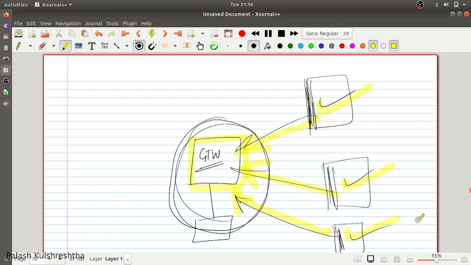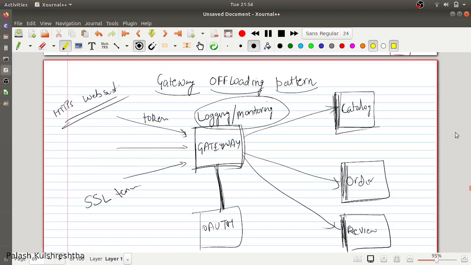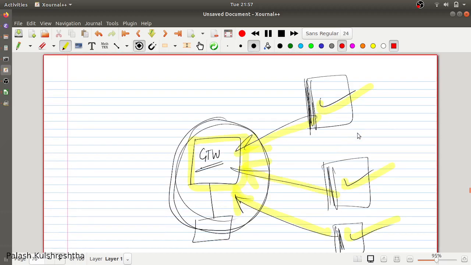One of the plus points of having a gateway is not just logging, monitoring, authentication and SSL termination. You can also do throttling and rate limiting on the gateway. So if you want to ensure that catalog is not getting more than 10 requests per second, then you can implement this functionality in the gateway so that any requests more than 10 requests per second are not sent to the catalog service. And in this way, catalog service stays more stable and reliable.